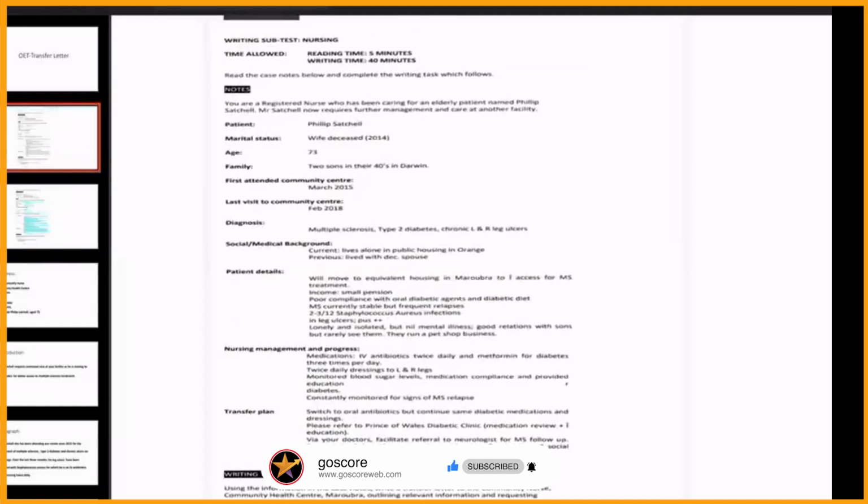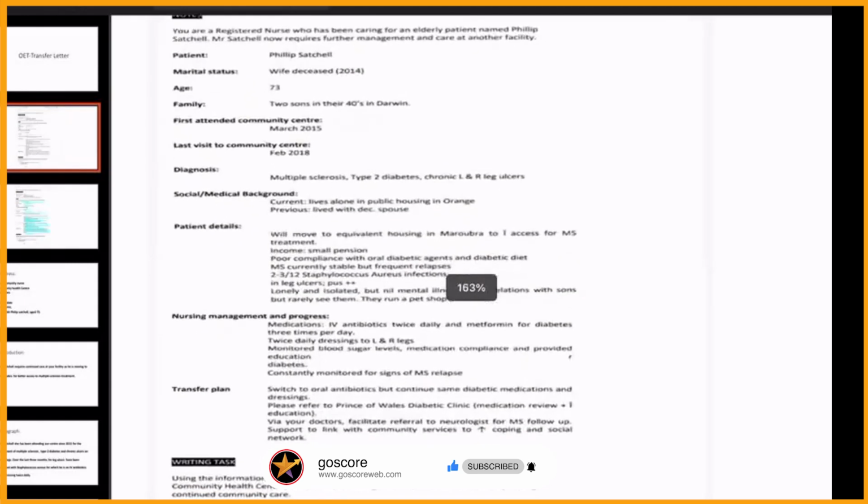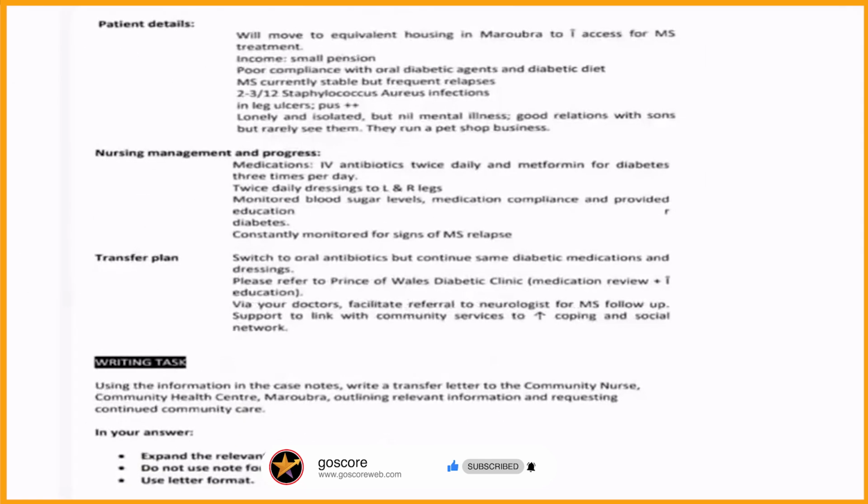When you get the letter, the first thing you need to do is look at the writing task. So let's start. Can you read? Using the information in the case notes, write a transfer letter to the community nurse, community health center, Marubra, outlining relevant information and requesting continued community care.